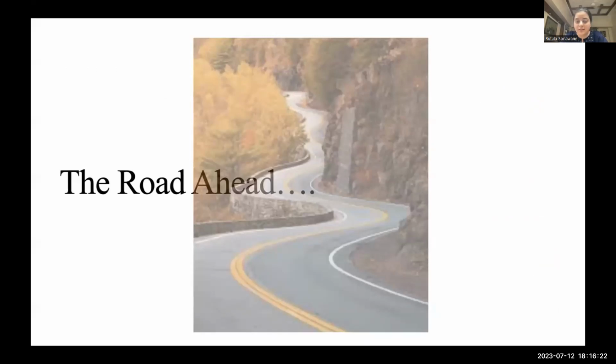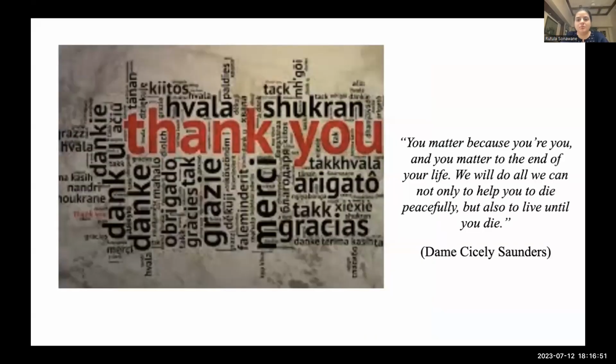So as you can see, it's a long road ahead, and we have to manage all the barriers that are there, not only from the physician side, but also from the patients or the relative side, and the complexity of the disease trajectory that is involved in non-oncology, that also is pretty difficult to manage. So thank you so much.